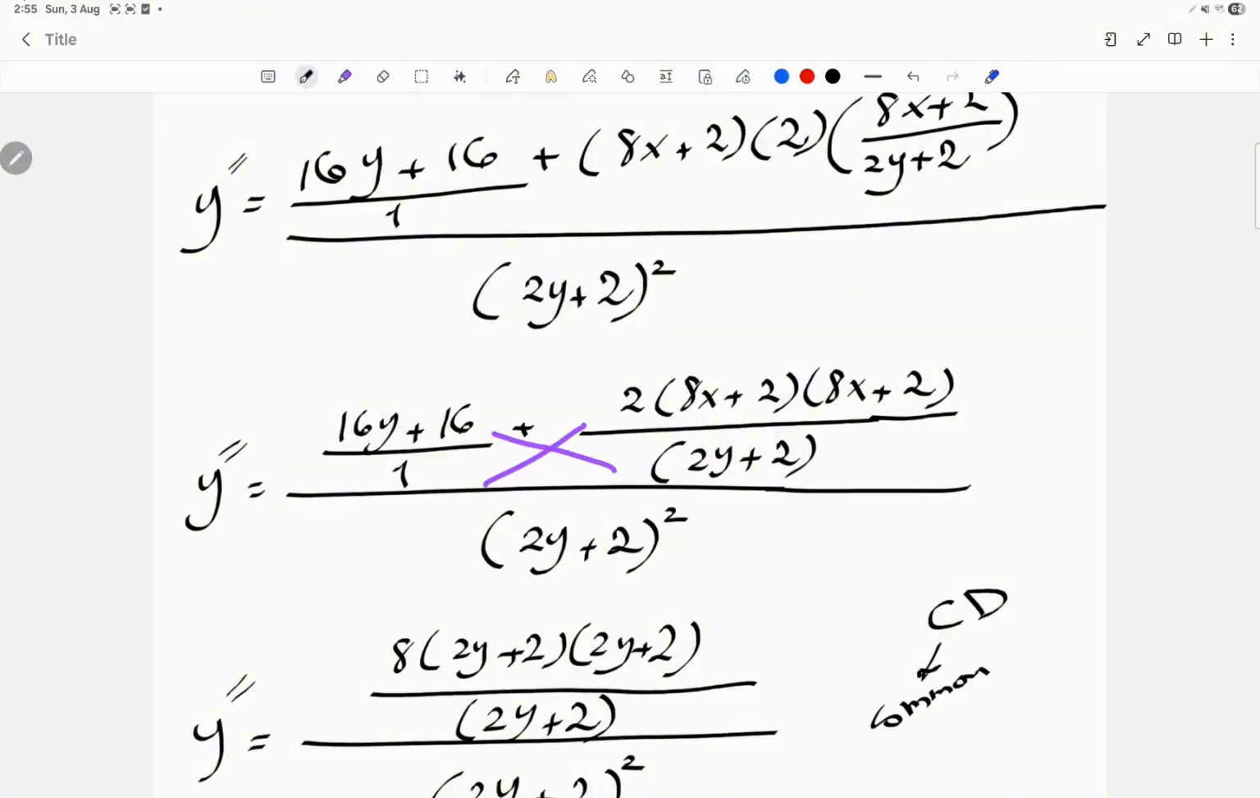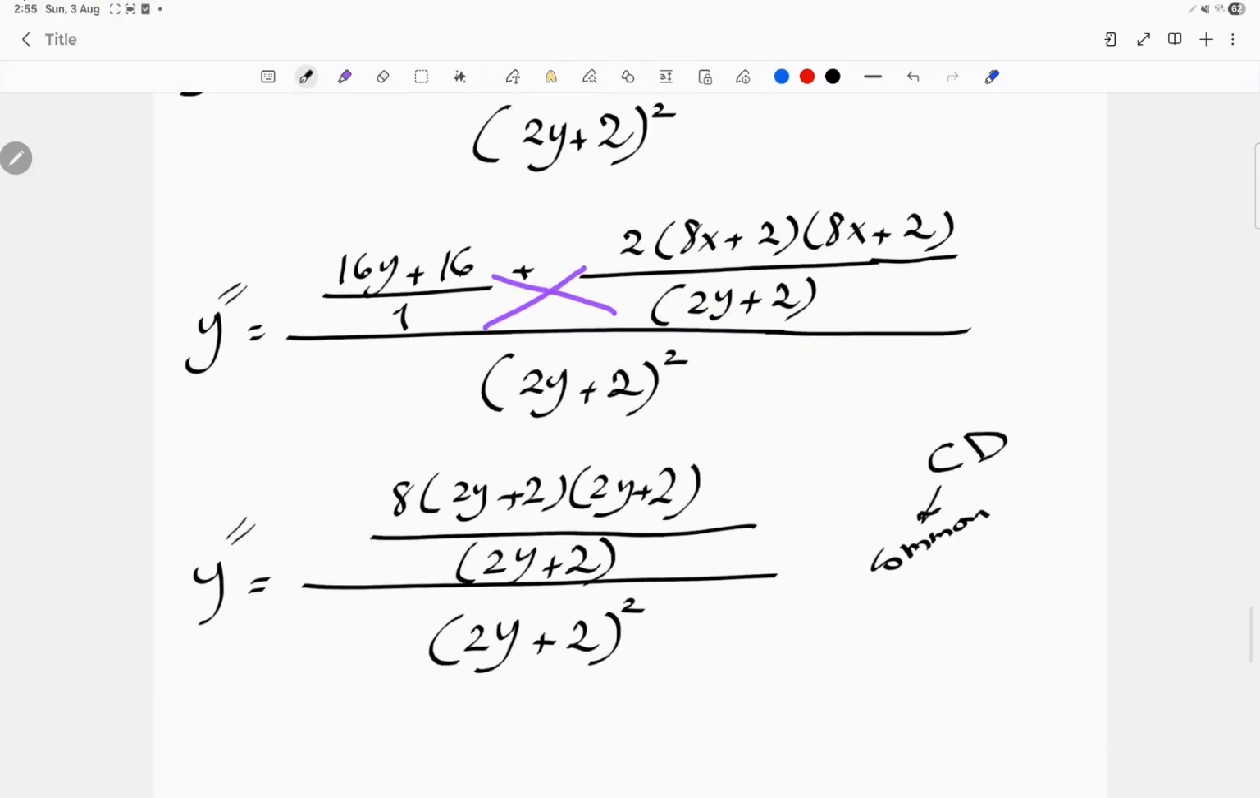Where did the other 2y plus 2 come from? This part, maybe? Look, this is like having an 8 and 2y plus 2. And so, yeah. I know, it's fun. Minus 2, 8x plus 2 squared.